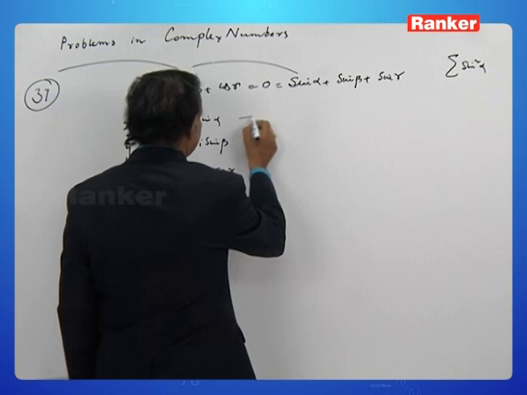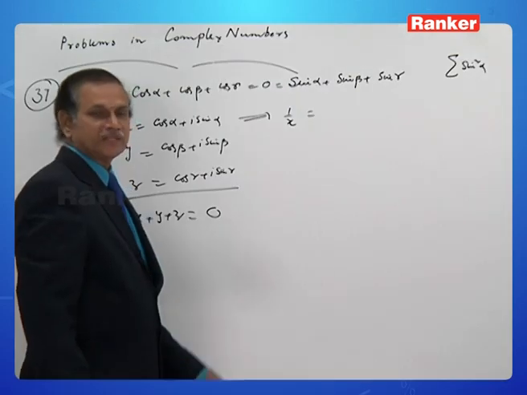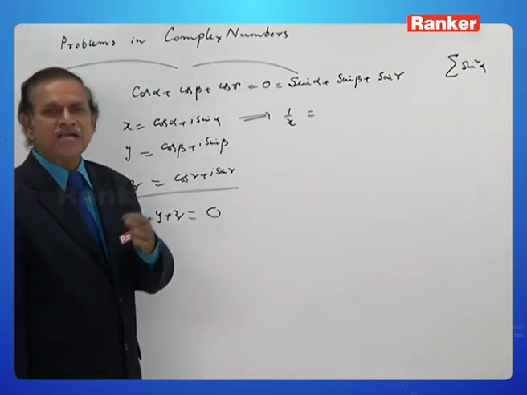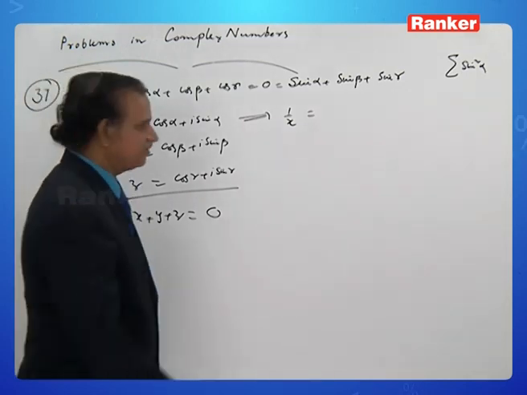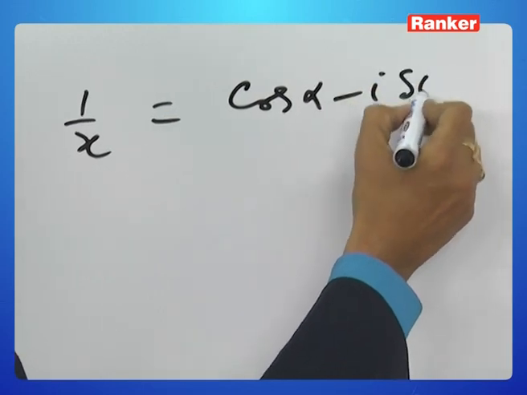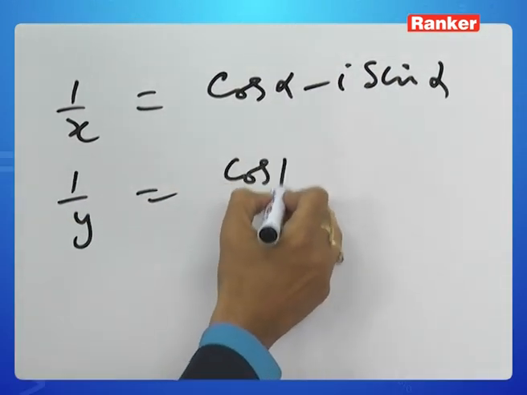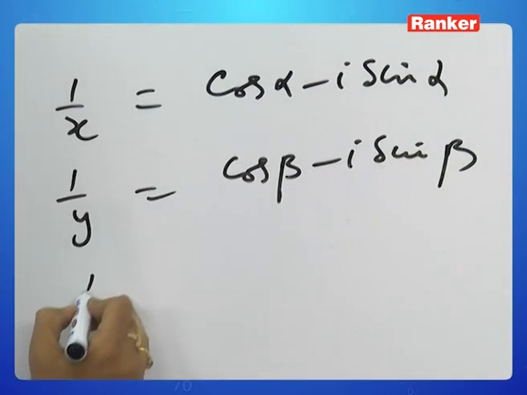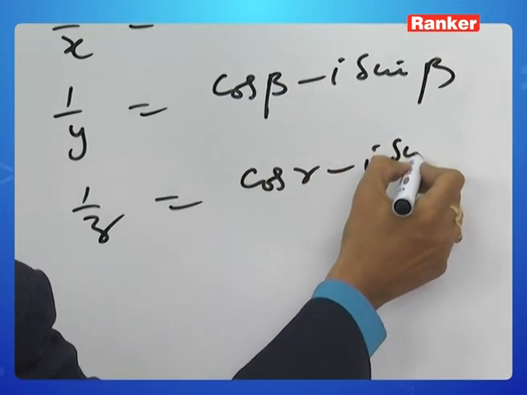Moreover, from this we can say 1 by x, actually x is cis alpha. What is 1 by x? 1 by cis alpha is cis minus alpha, that is nothing but cos alpha minus i sin alpha. 1 by y is equal to cos beta minus i sin beta. 1 by z is equal to cos gamma minus i sin gamma.